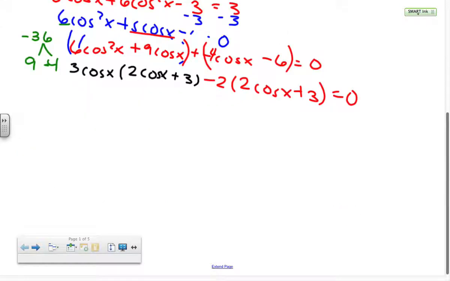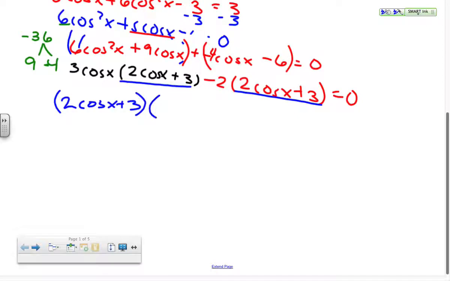Now that I grouped, I can factor out this piece. So I factor out 2 cosine x plus 3, and I'm left with this piece and this piece: 3 cosine x minus 2 equals 0. And now I have factored. That's my second major part. So the first major part was I used my identities, then I factored, and now I'm going to solve.